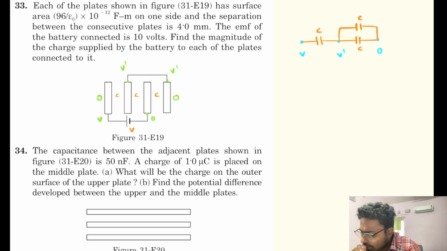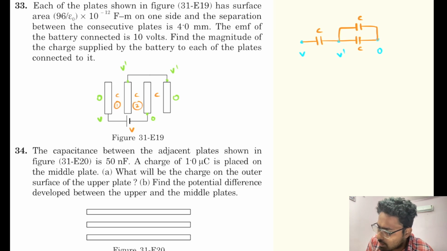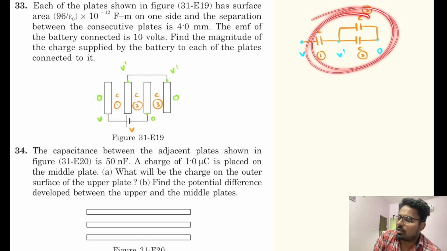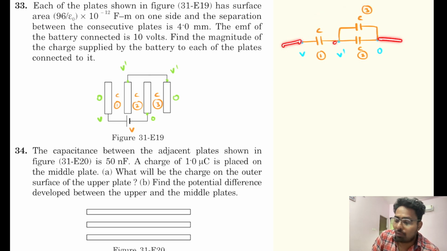Now they are asking us to find the charge on, and you need to understand to differentiate. Let me call this the first capacitor, this the second capacitor, and this the third capacitor. So we have 1, 2, 3 capacitors over here, right? So basically I can find the total charge first of all, because I know the potential difference, but I don't know V dash.